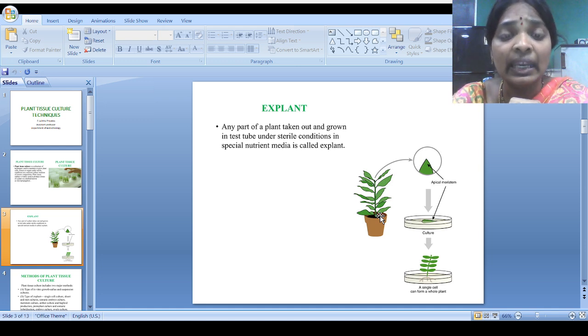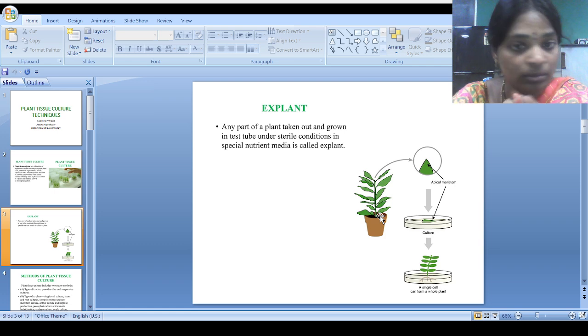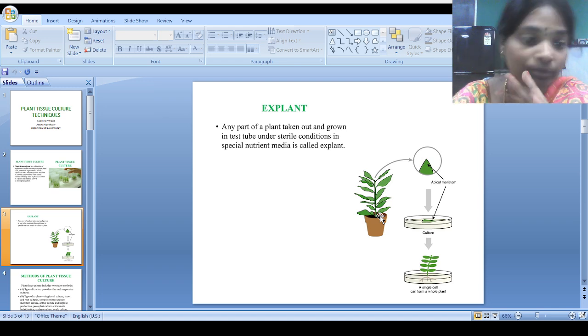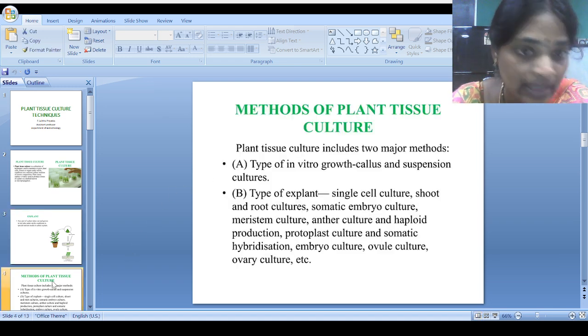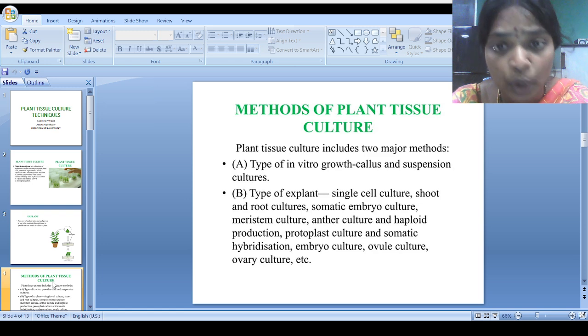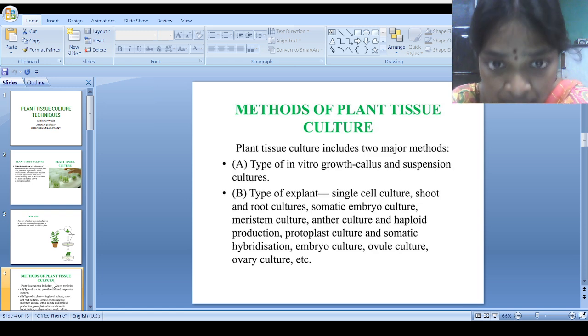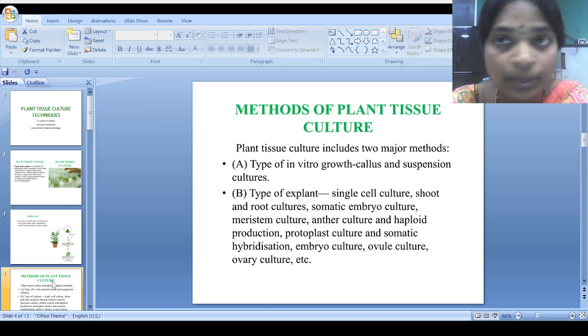So we can take any part of the plant, and that acts as an explant in vitro conditions, not ex vivo. So that you have to know. Next, methods. If you want to do plant tissue culture, we have to know some methods.